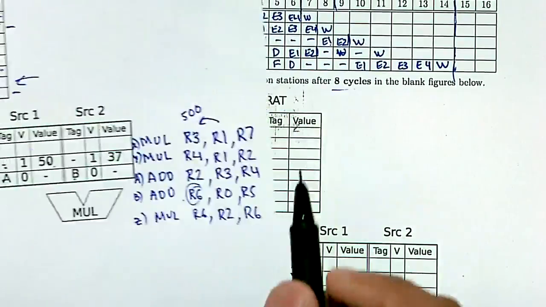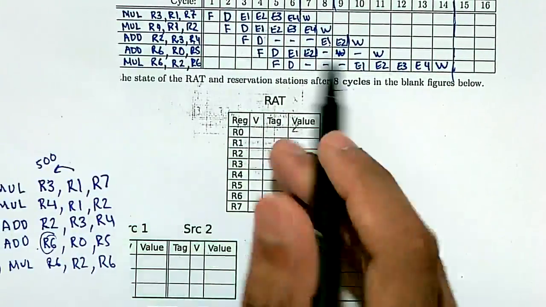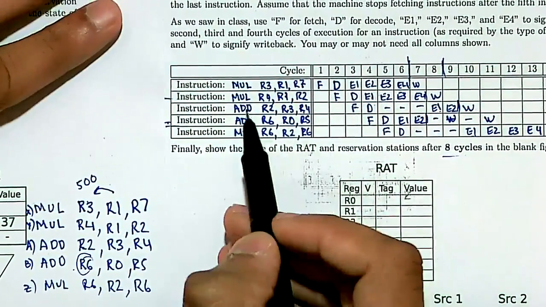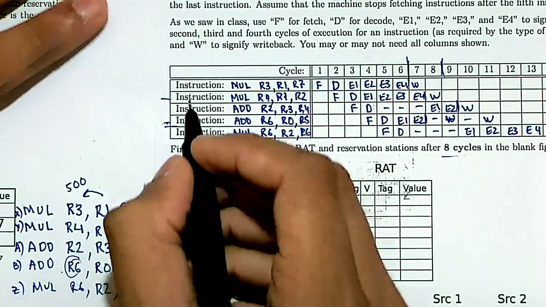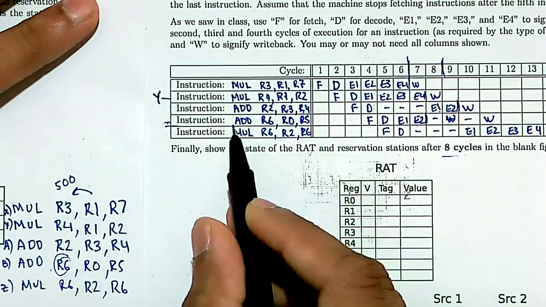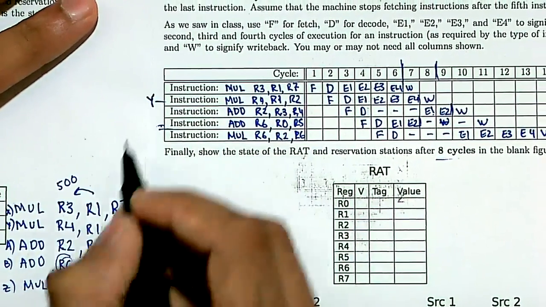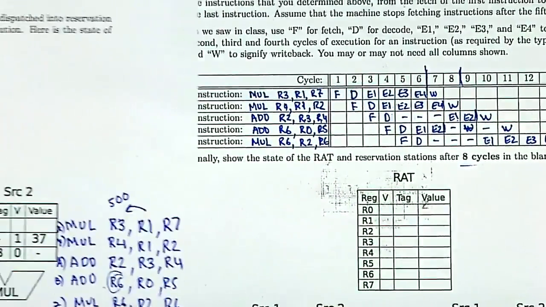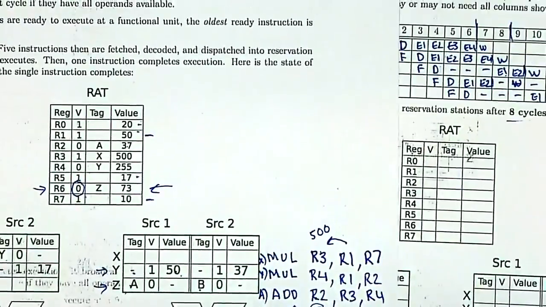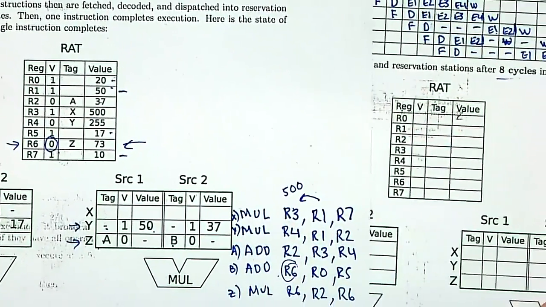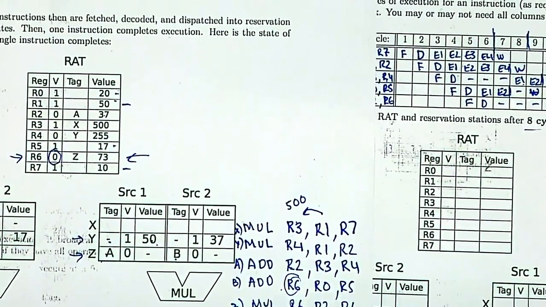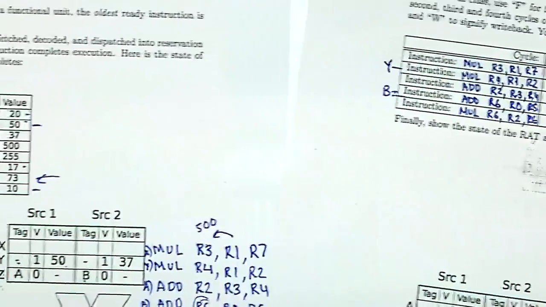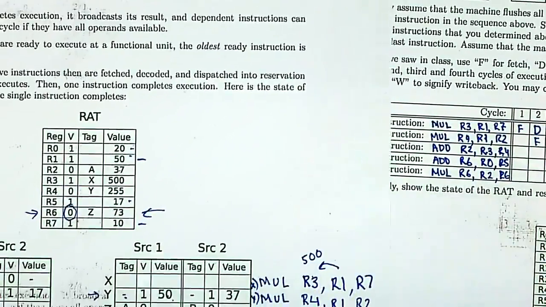The second instruction was a multiply to R4, so that's tag Y. And then this instruction, the add to R6, is tag B. These are the ones that will complete and do their broadcasts. So let's update the register alias table. I guess we kind of have to do these all at the same time. What's changing is tags Y and B.